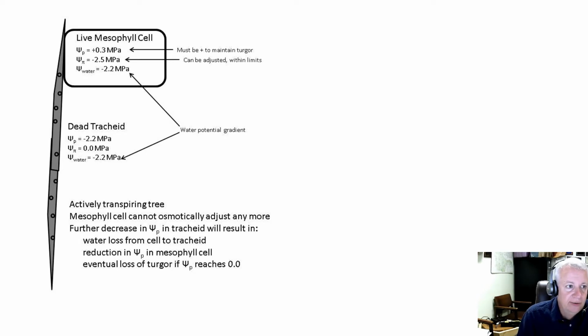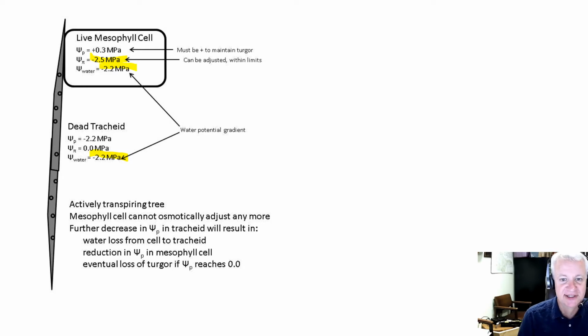So in this scenario, basically the soil's been drying out and water potential in the tracheid has become more negative. This is essentially a measure of water stress, is one way to think about that water potential. So water potential in the xylem, in the tracheid, is minus 2.2 megapascals. And this living cell has basically osmotically adjusted down to an osmotic potential of minus 2.5 megapascals. Still has a positive turgor pressure of 0.3 megapascals, so its total water potential is minus 2.2.